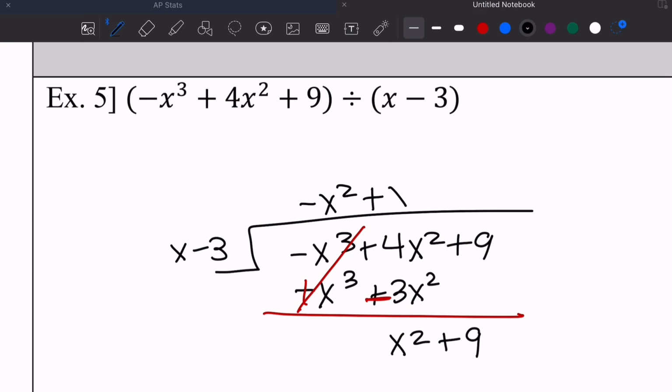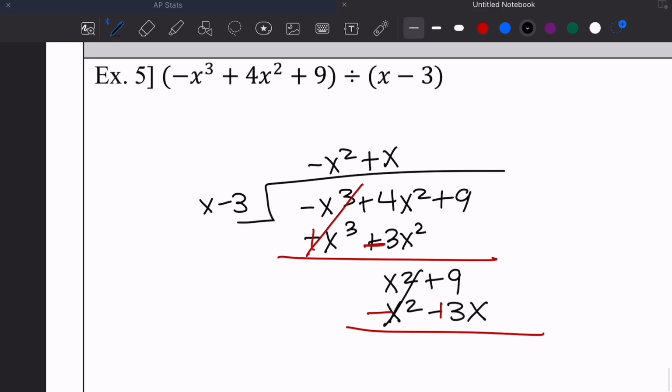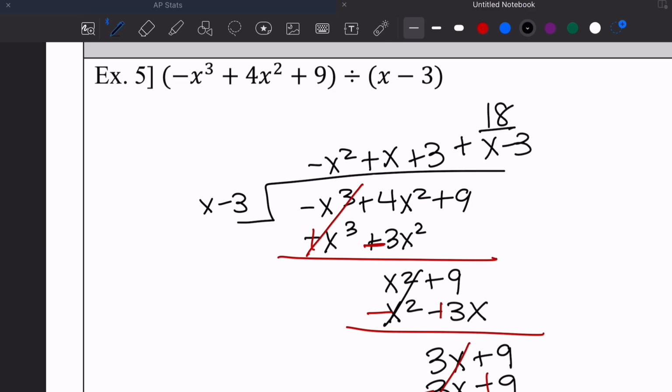I can multiply that by an x to get x squared minus 3x. Change the signs. My x squareds cancel out, and I'm left with 3x plus 9. Then I can multiply this by a 3, and I get 3x minus 9. Change my signs. My x's cancel out, and I'm left with 9 plus 9, which is 18. 18 is now my remainder, so I write 18 over x minus 3. That's my answer.